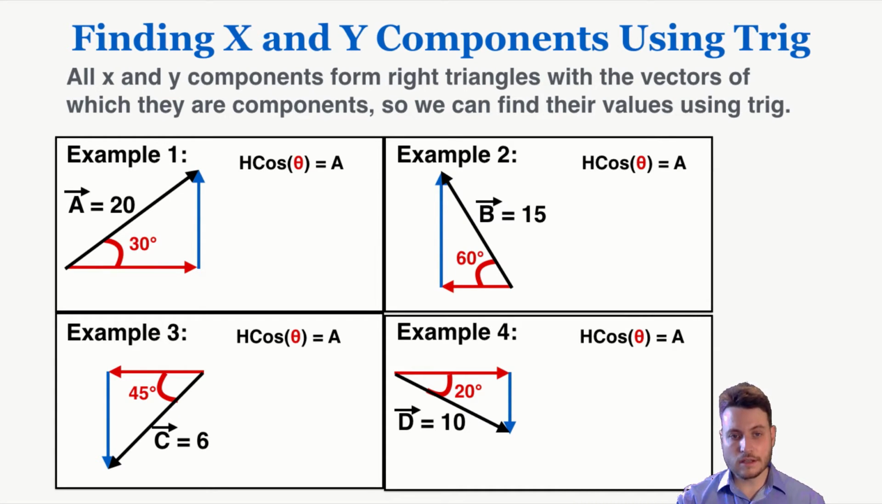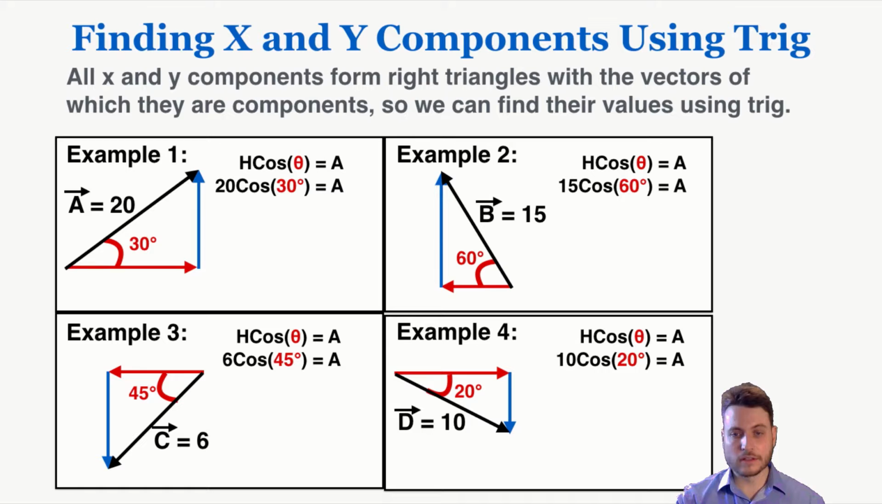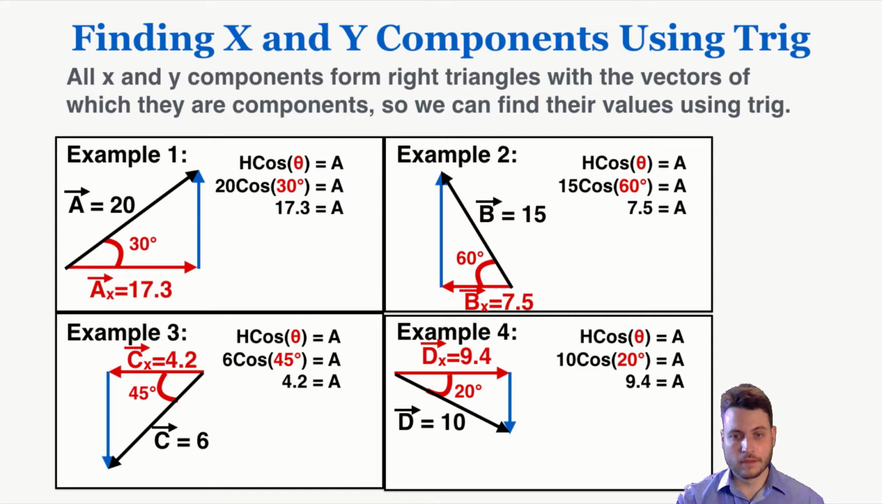So I can see the adjacent side here will be equal to the hypotenuse times the cosine of the angle. Plugging in the specific numbers that I have allows me to solve for the adjacent side of each right triangle. So those are the values of the x components.